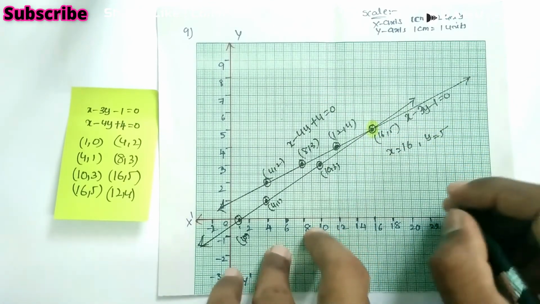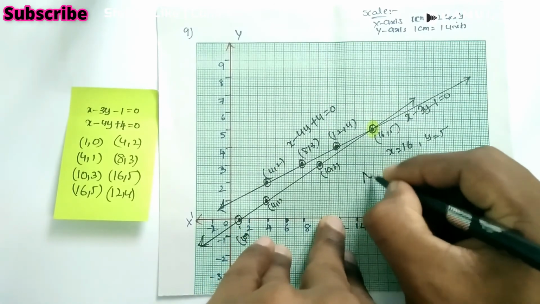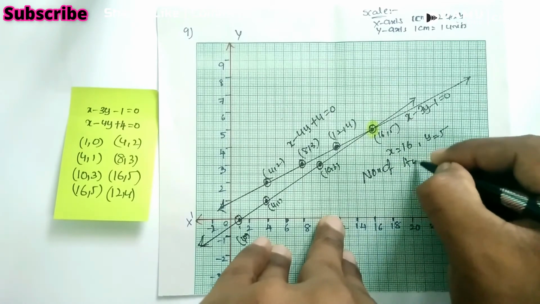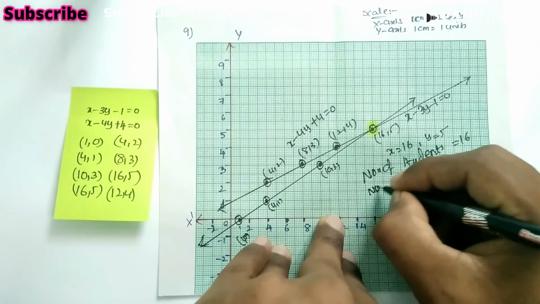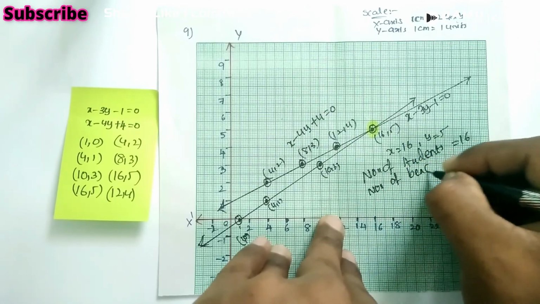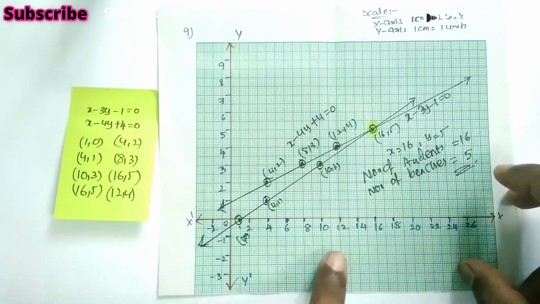Then in terms of the number of students and number of benches, the number of students will be equal to 16, and the number of benches will be equal to 5. So based on this, we can calculate it like this.